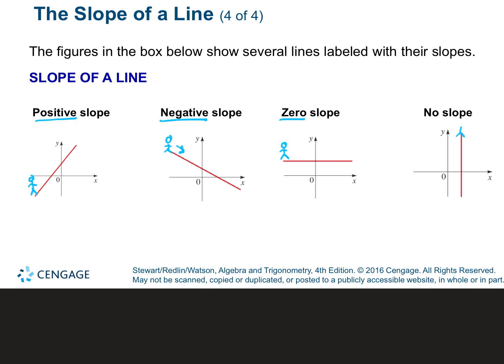And then if I was a person standing here and can't stand here, there'd be no slope, or we'd call this undefined slope.